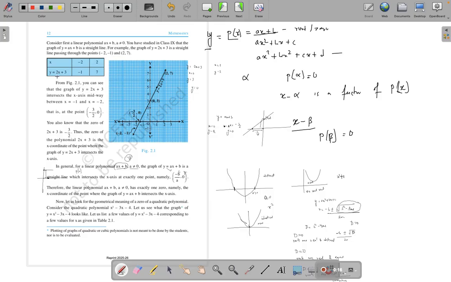You can also write x equals 3y plus 8. Then x would be the dependent variable, y would be the independent variable. But this is not the convention. The convention is that y is always the dependent variable, x is the independent variable.